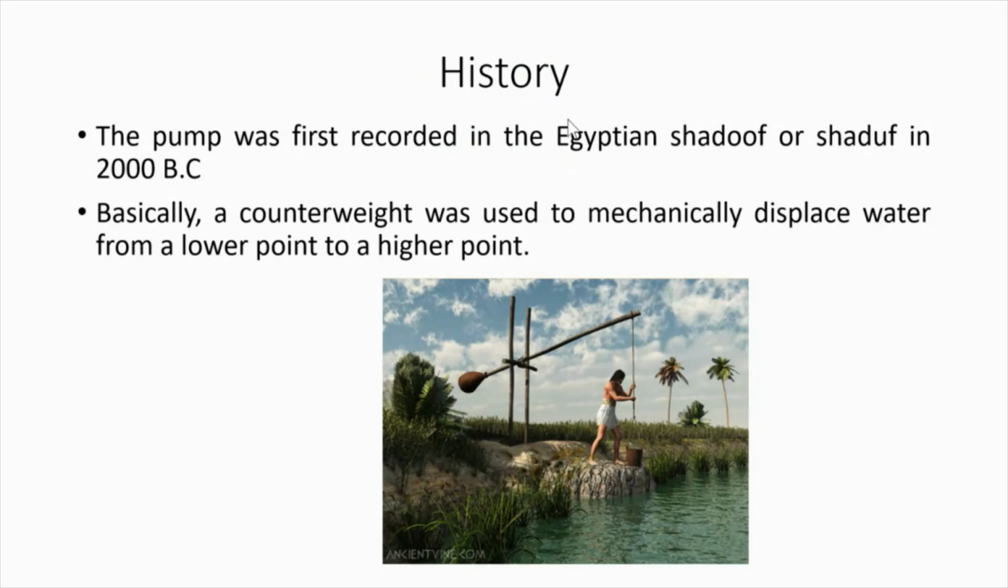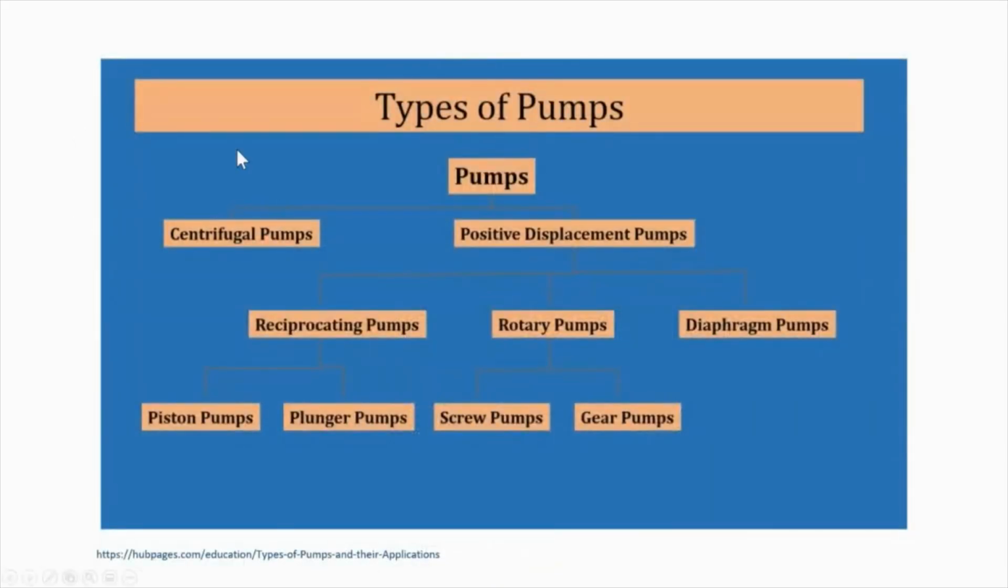So, a little bit of history on how the invention of the pump happened. In the earlier age, people used counterweights to displace water to take it from point A to point B. But now we have a lot of different electrical methods to do that. And there are different types of pumps: centrifugal and positive displacement. These are the big two types, and each of them has several types under them.